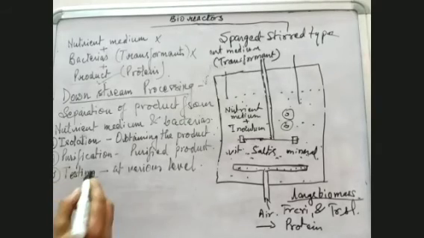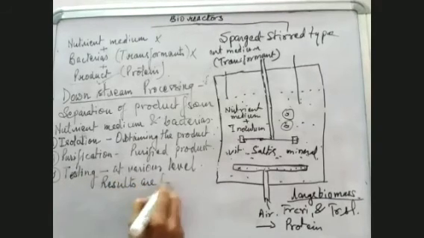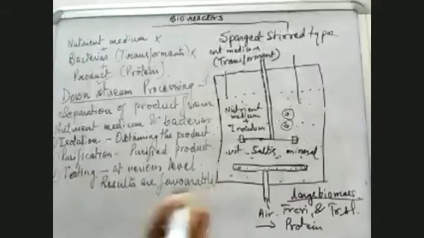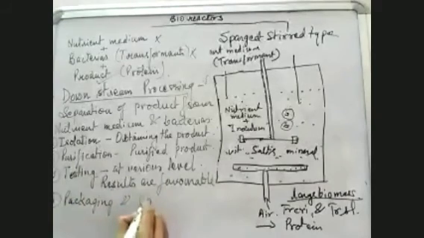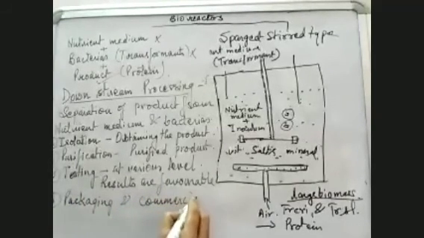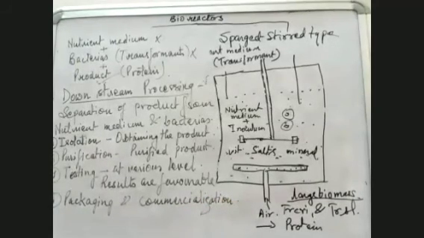After the results are favorable or positive, then what happens? The packaging of that product is done, and then commercialization. Commercialization means it is sold in the market by different names, different trademarks, by different companies. It is labeled and then sold in the market. So all this comes under the downstream processing.